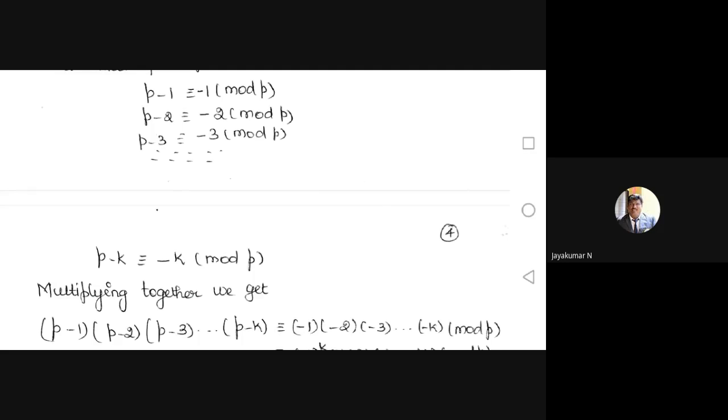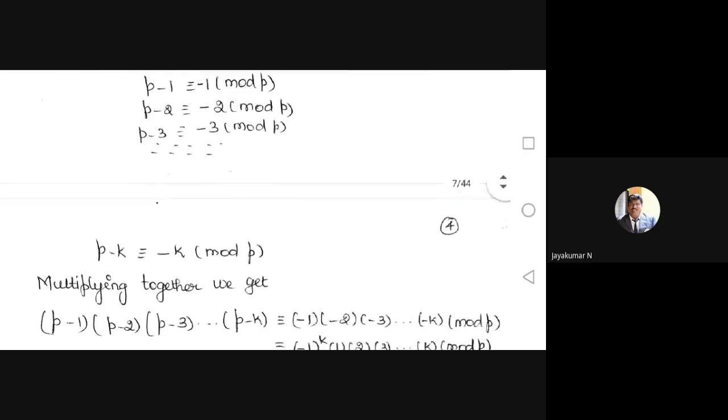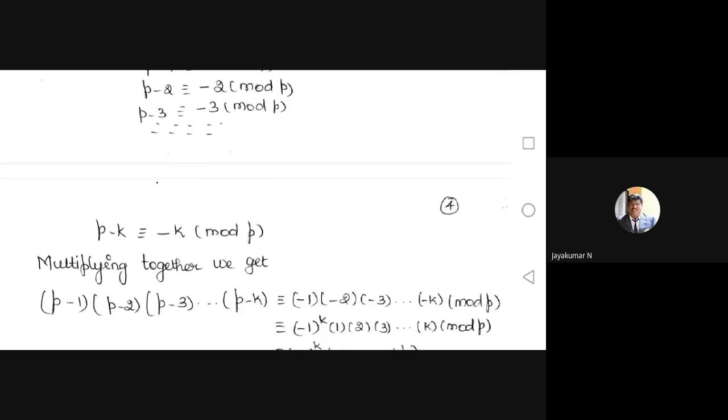The number of minus signs is K, therefore it can be written as minus 1 to the power K. Actually, minus 1 into minus 2 can be represented as minus 1 the whole square into 1 into 2. Suppose minus 1 into minus 2 into minus 3 means minus 1 the whole cube into 1, 2, 3. Here K times. So minus 1 to the power K into 1 into 2 into 3 up to K.